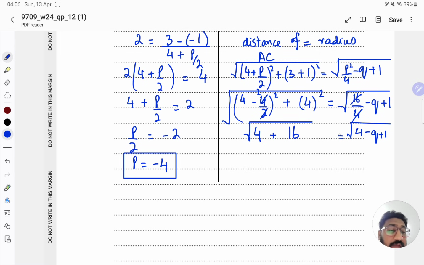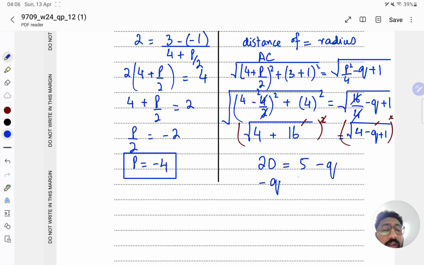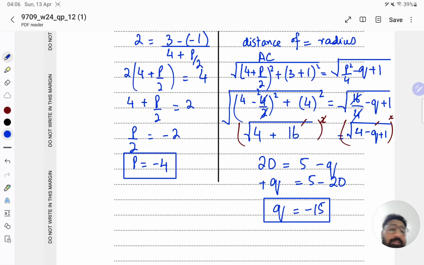So we can see square root on both sides. If we take square on both sides, both square roots will cancel out. So we will be left with 20 equals 5 minus q. So minus q plus q will be equal to 5 minus 20. The value of q will be minus 15.